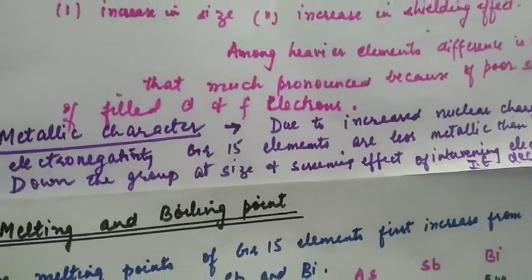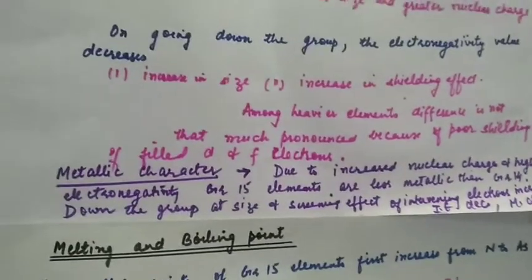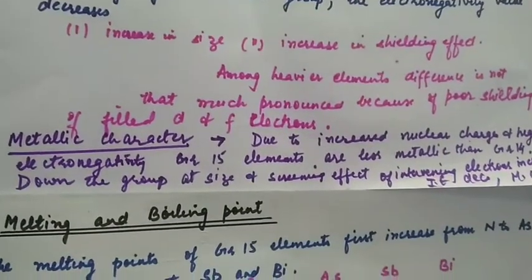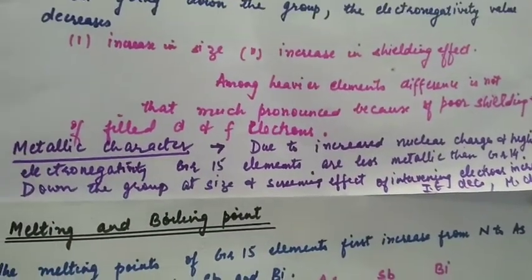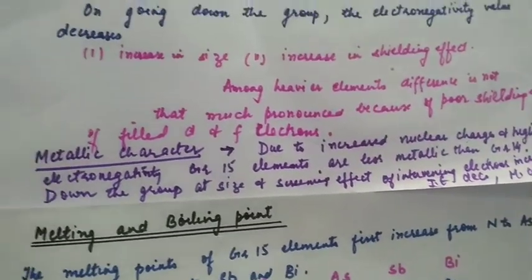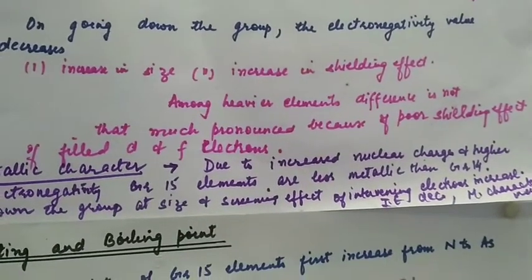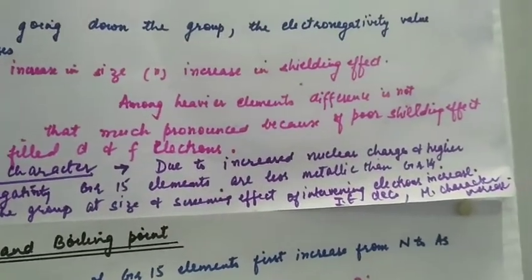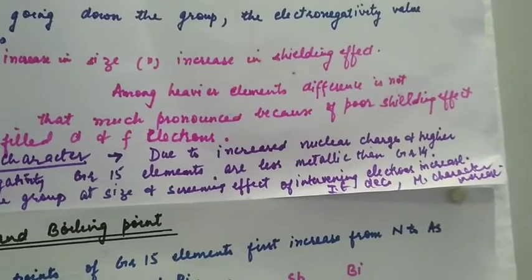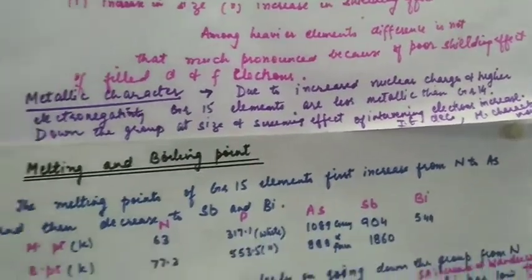Metallic character. Due to increased nuclear charge and higher electronegativity, group 15 elements are less metallic than group 14 elements. And down the group, atomic size and screening effect increase, so ionization enthalpy decreases and metallic character increases.